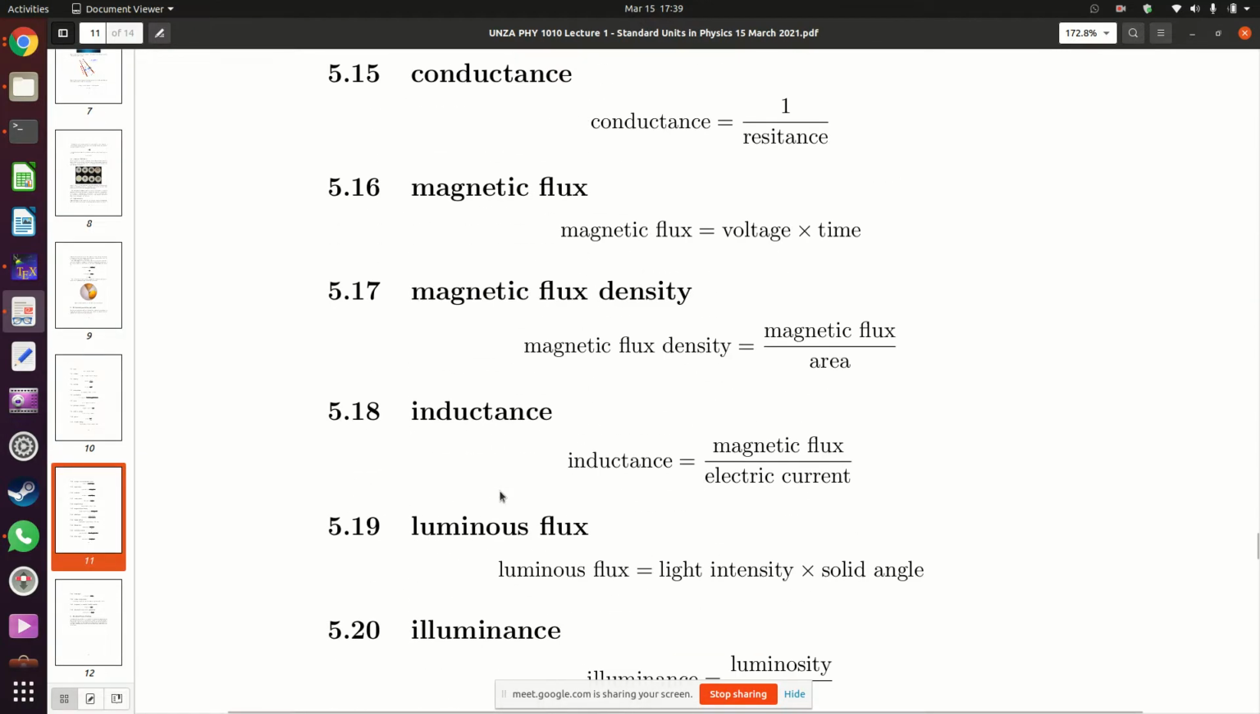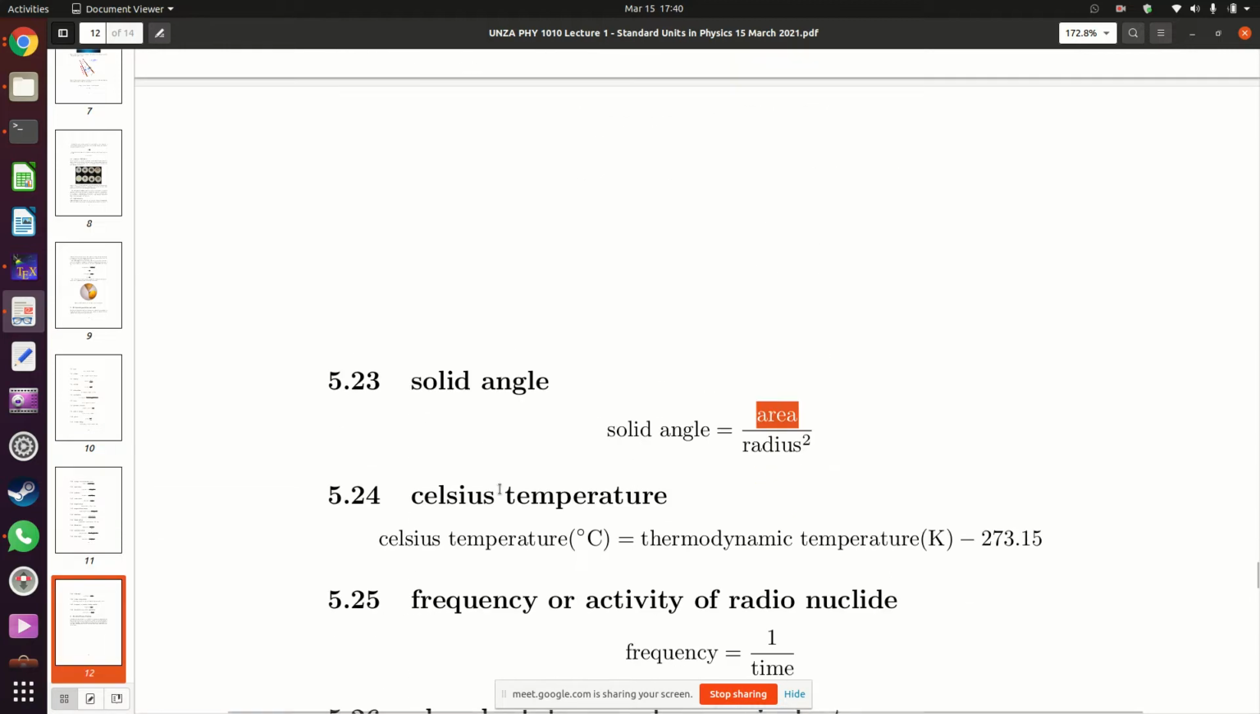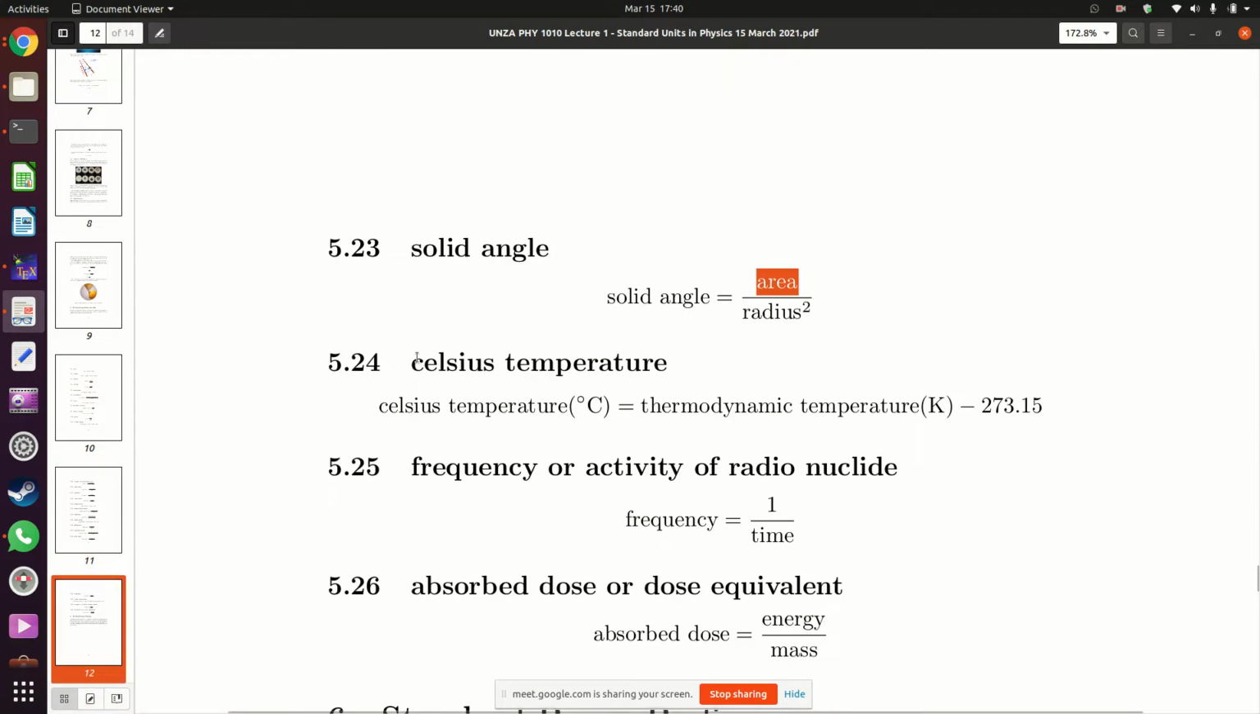Are we clear on solid angle? Yes, sir. Yes, sir. Okay, good.